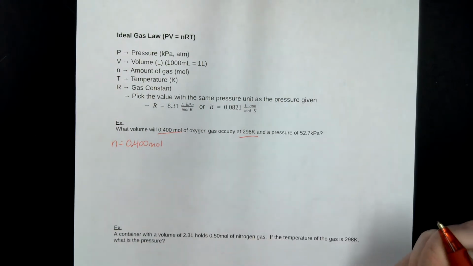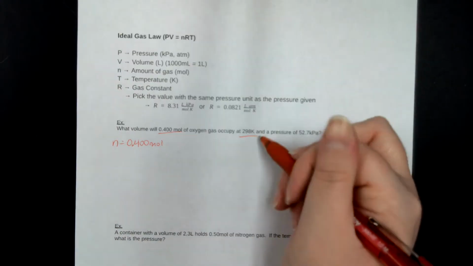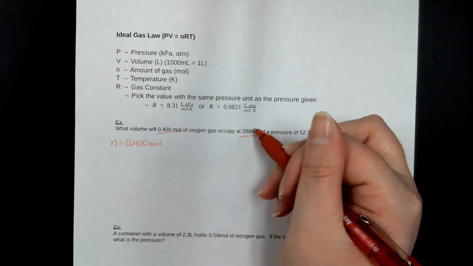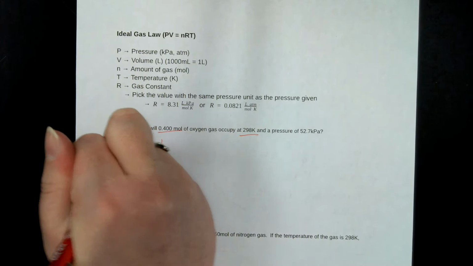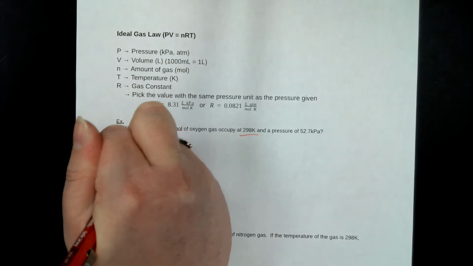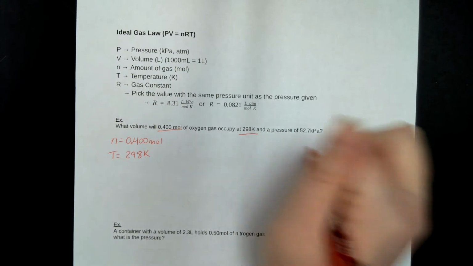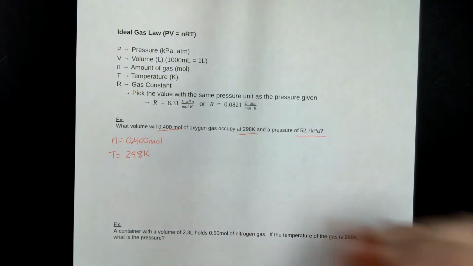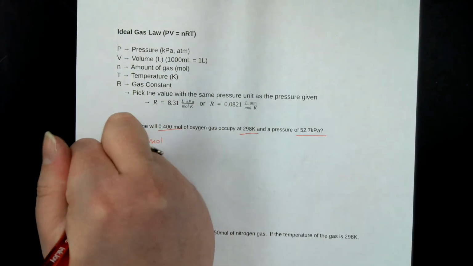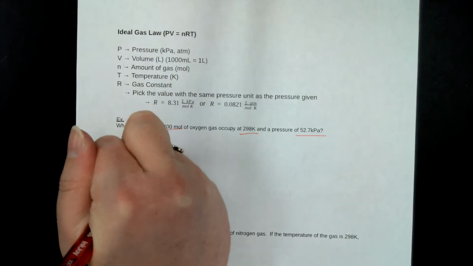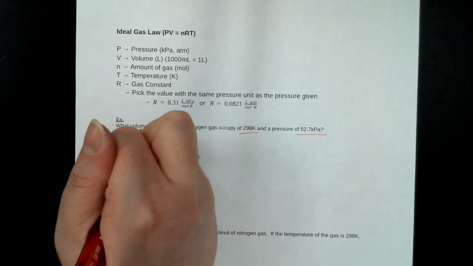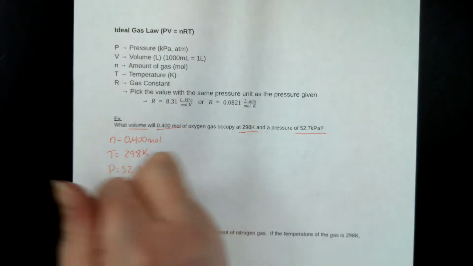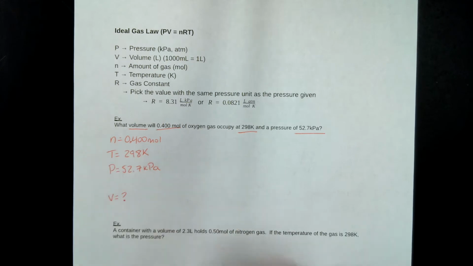Next, we have our temperature of 298 Kelvin, and I can recognize that it is temperature by remembering that Kelvin is my unit of temperature. And a pressure of 52.7 kPa. That is our last given. Ultimately, we are trying to find the volume. So we are looking for V.